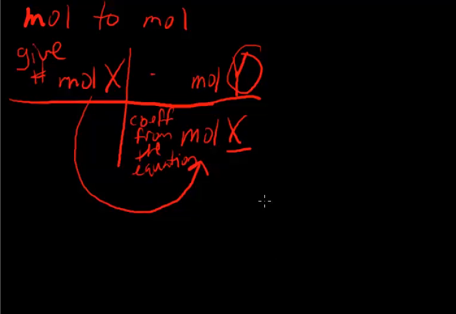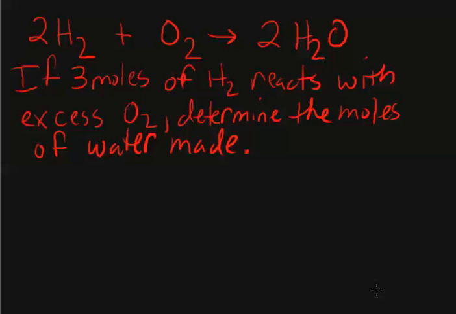Alright, so let's look at an actual problem. So we have a balanced equation at the top. All these stoichiometry problems, you can't do it unless you have a balanced equation. So we have 2 moles of hydrogen plus 1 mole of oxygen produces 2 moles of water. So here's our problem. If 3 moles of hydrogen reacts with excess oxygen, determine the moles of water made.